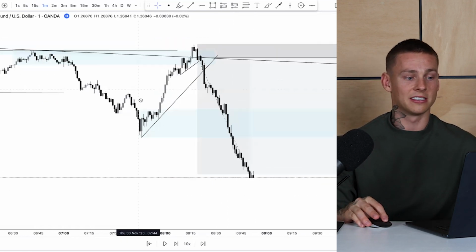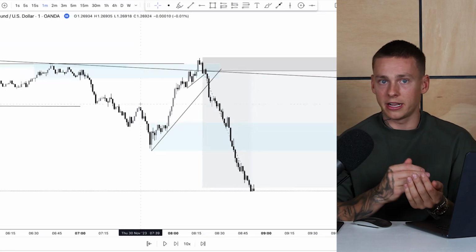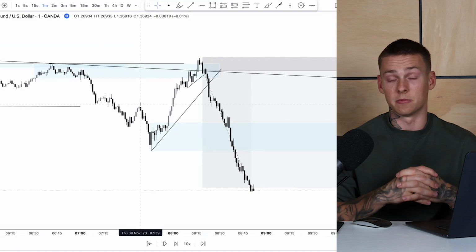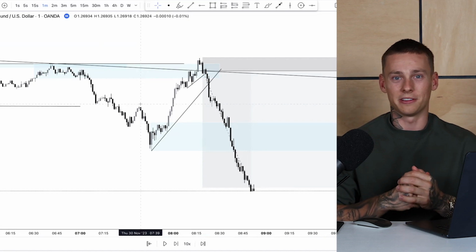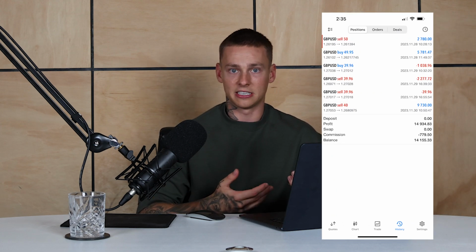4.7 pip stop loss. Again, perfect analysis of looking through what price really wants to do, what the real intention of a move is. And this was a great example of that. And that's the end of my week. So that ended up being a $14,000 week, 14.9K profit, $779 in commissions.